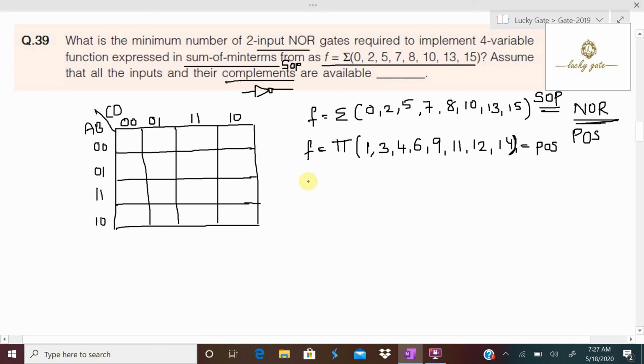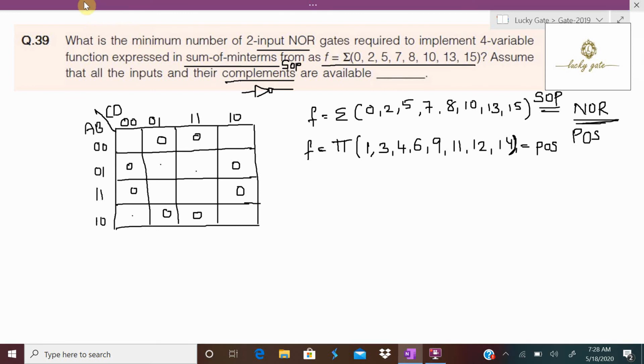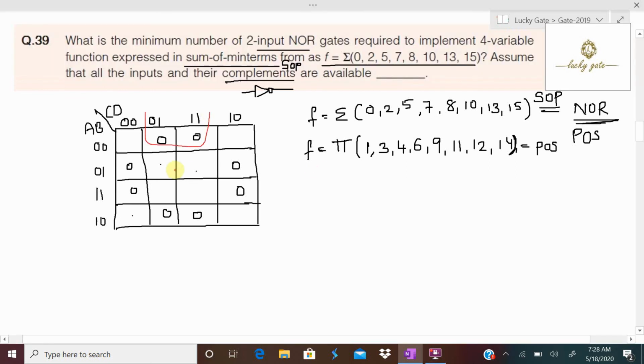Now to find the Boolean function, we put zeros for each of the sum terms. Here 1, so we put 0 here, and similarly for 3, 4, 6, 9, 11 and 12, as these are the missing terms. Now we have to simplify this K-map. For simplification we have to match the quads. These two and these two will form a quad.